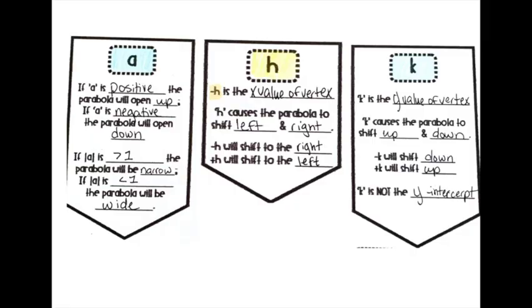K is the Y value of your vertex. You'll notice that it is not negated, so whatever the K is, that's the value you're going to use. It moves it up and down. Negative moves it down. Positive moves it up. Listen to this last statement. K is not your Y-intercept. All right, in standard form, you don't have to solve for the y-intercept. It's just handed to you. But when you are in vertex form, this is the only one you have to solve for. All right, so in vertex form, you have to solve for your y-intercept. That K does not represent your y-intercept.